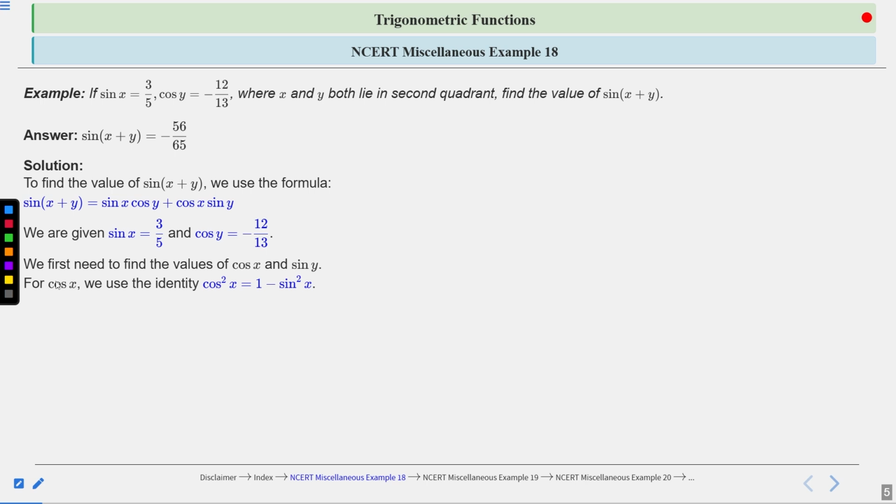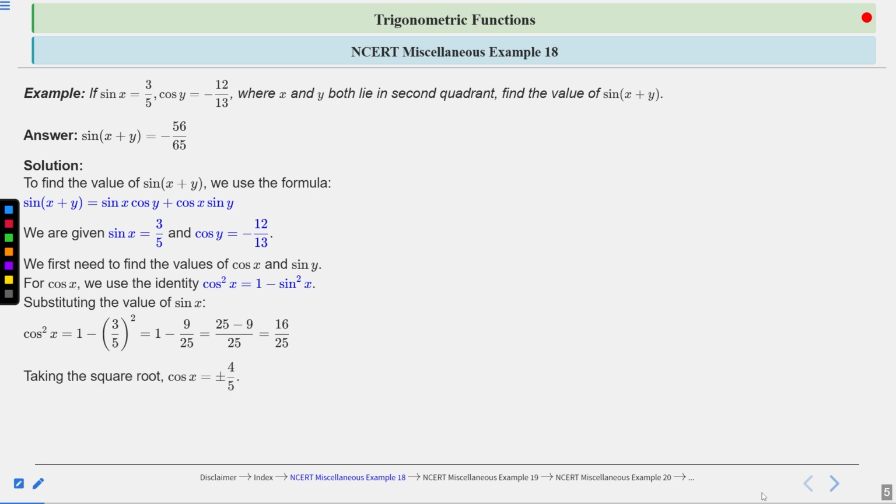Now for cos x, we use the identity cos square x is equal to 1 minus sin square x, right? Now substituting the value of sin x, we will get cos square x is equal to 1 minus 3 by 5 whole square, which is equal to 1 minus 9 upon 25, right? And we will get 25 minus 9 upon 25, which is 16 upon 25, okay? Now, taking the square root, we will get cos x equal to plus minus 4 by 5, okay?